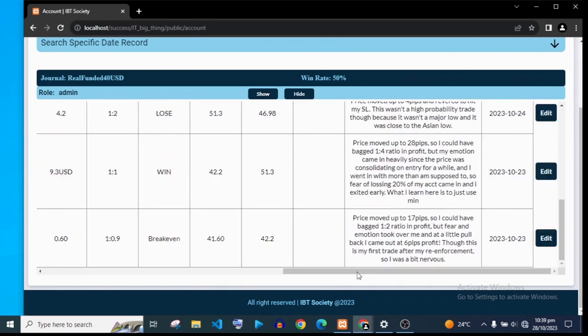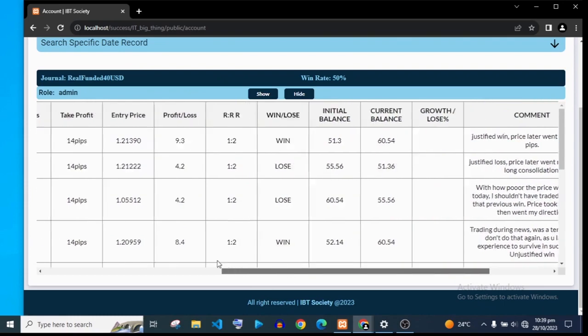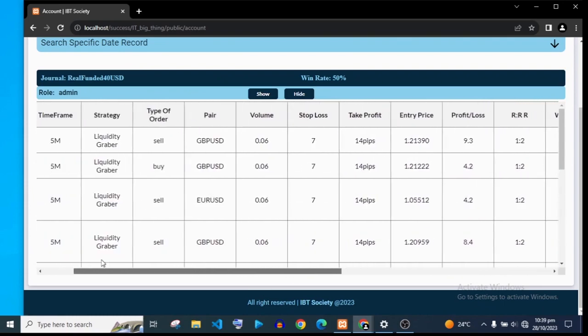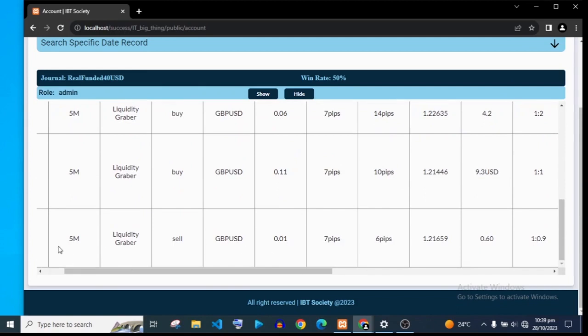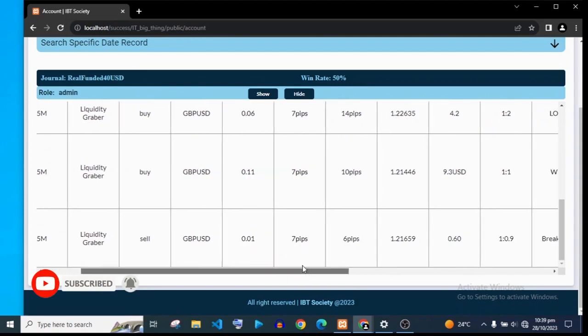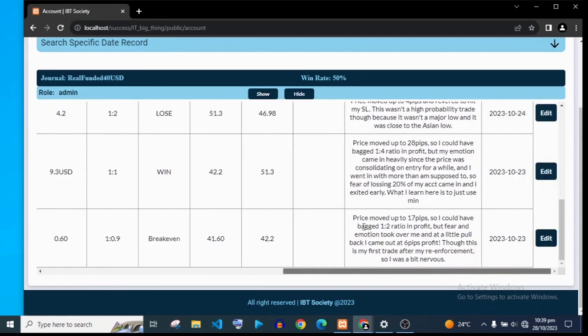So before we come to all this, let's go back to the top and check the columns. Let me show you the most important columns. Here is the volume. So let's go down to the first trade I took. So I traded 0.01 lot size, and as you can see, I risked 7 pips but I gained 6 pips. So let's check why that happened.